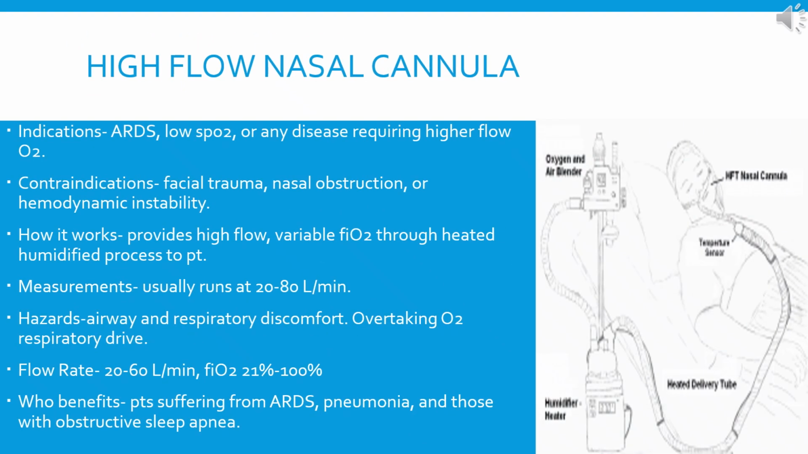High-flow nasal cannula, indication ARDS, low SpO2, or any disease requiring higher flow O2. Contraindications, facial trauma, nasal obstructions, or hemodynamic instability. How it works is it provides high-flow variable FiO2 through heated humidified process to patient. The measurements usually runs at 20 to 80 liters per minute.